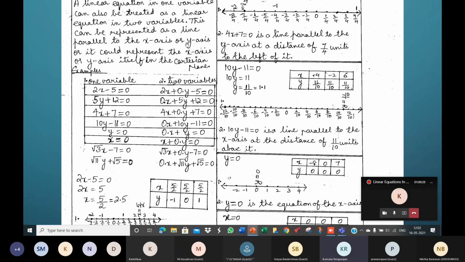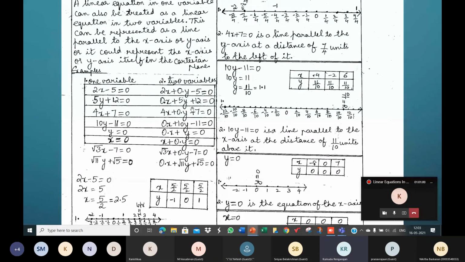When you treat a linear equation in one variable, x or y, as a linear equation in two variables, x and y, here it's a point on the number line, while this one is represented by a straight line. This one is represented by a straight line because it has many solutions. Here only one solution, so it's a point on the number line. Here it will have many solutions. It's represented by a straight line in the Cartesian plane.